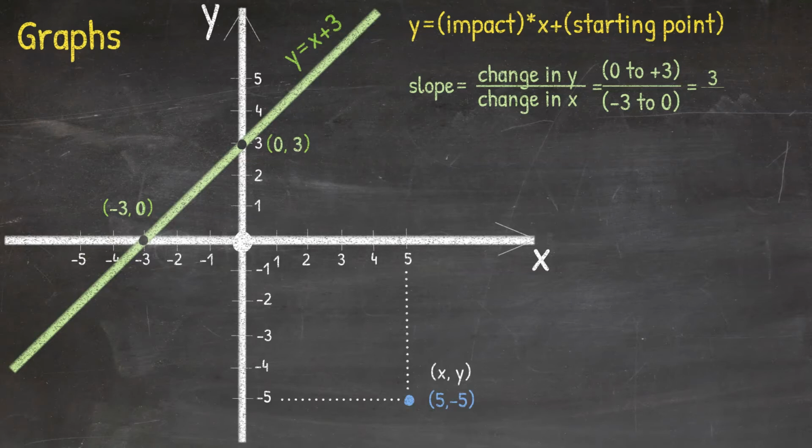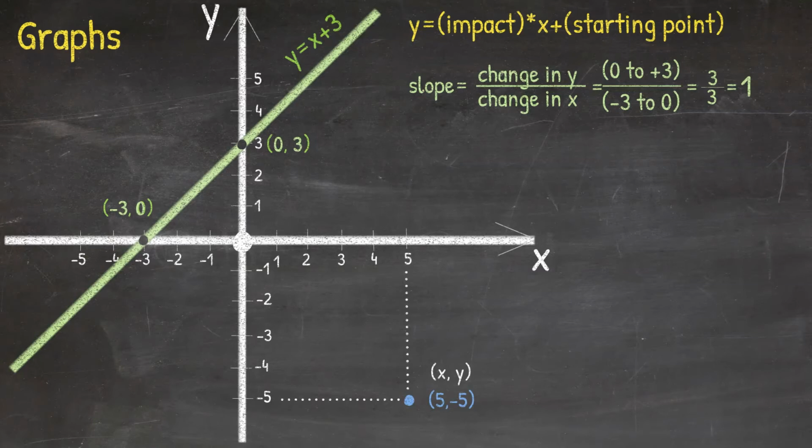We went from -3 to 0, which means we grew by 3. And that sets up our 3 divided by 3 fraction. And we know that 3 divided by 3 equals 1. So we can say that the slope of this line equals 1.